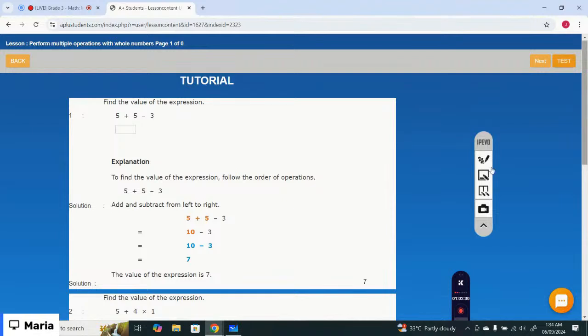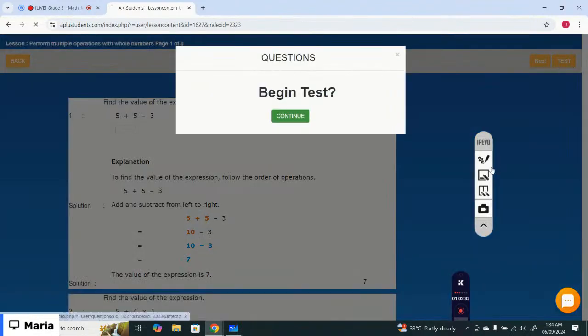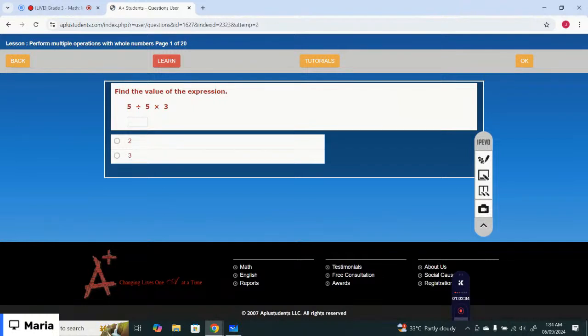Let's just start with the test questions. You can have a look at the tutorial by yourself later today, right? Find the value of the expression 5 divided by 5 times 3.